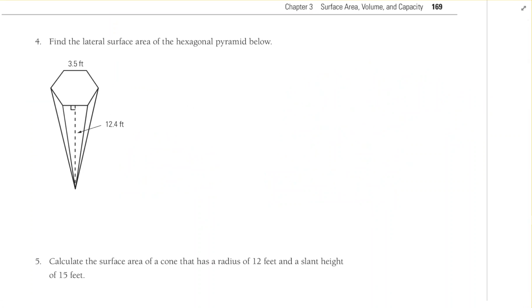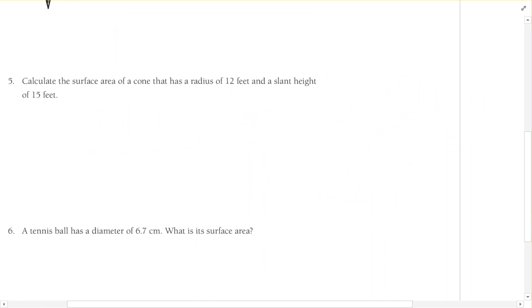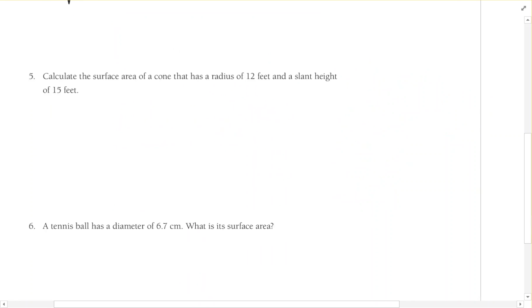Okay, just to give you guys a bit of a break, let's take number 4 off. We're going to cut that one out. Number 5. This one's pretty straightforward. I'm not going to give you any kind of hints. I think you're on your own now. Calculate the surface area of a cone that has a radius of 12 feet and a slant height of 15 feet. So go ahead and answer number 5 now.